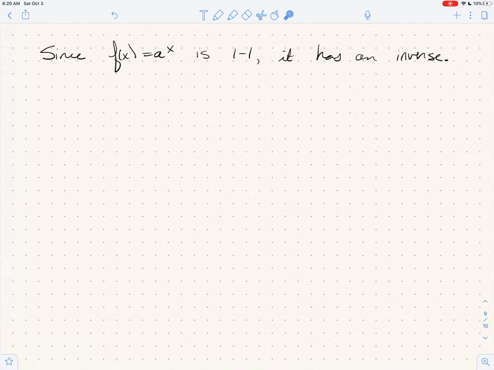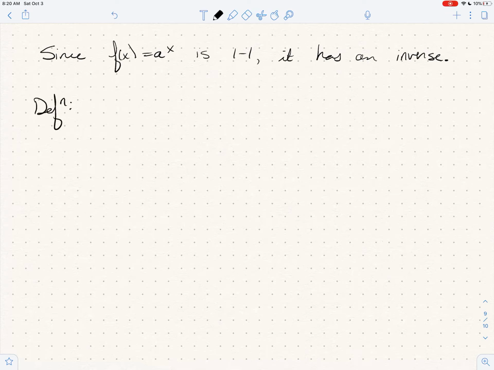So we pointed out the graph of the exponential function either looks like this or like this, not both, just one of the two. And so the point is it's one-to-one. You can see from the graph that it's one-to-one, and so it has an inverse function. And so we can define that.